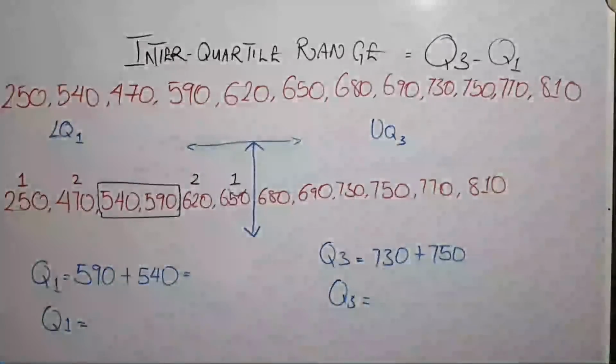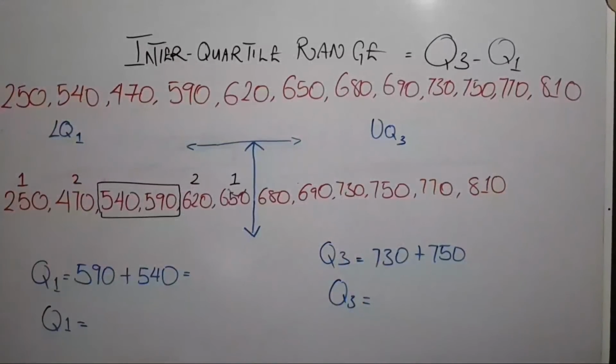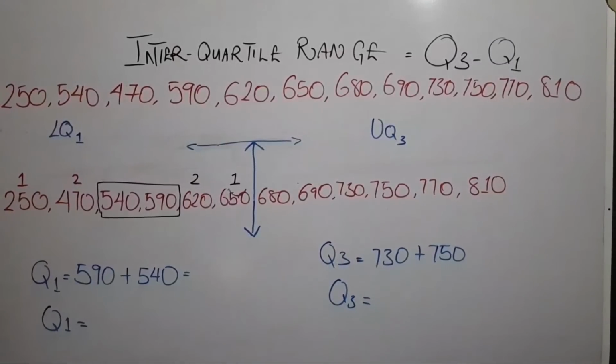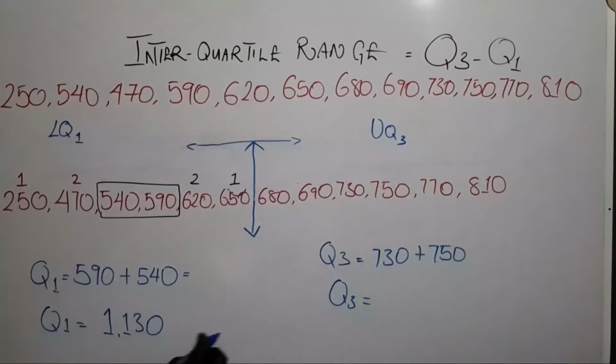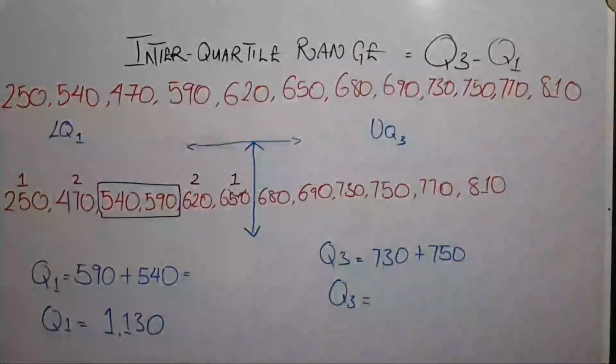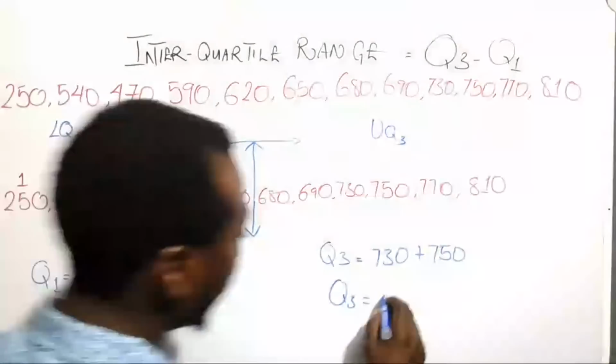Okay, without further ado, this is 590. I think there are some issues with calculation tonight. Okay, so Q1 is 1130. All right, Q3 is 1480.